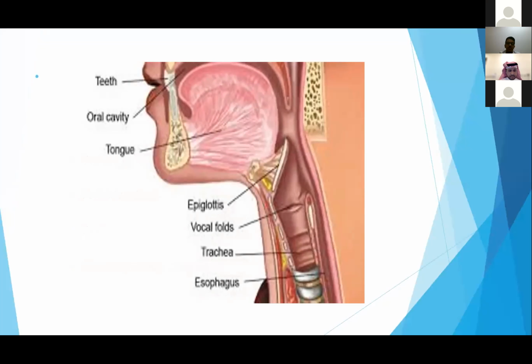But when you do the patient, it's not like this disease. You'll see it very clear: the tongue, the epiglottis, the vocal cord. This is just anatomy to know. What you see in emergency is this, okay?